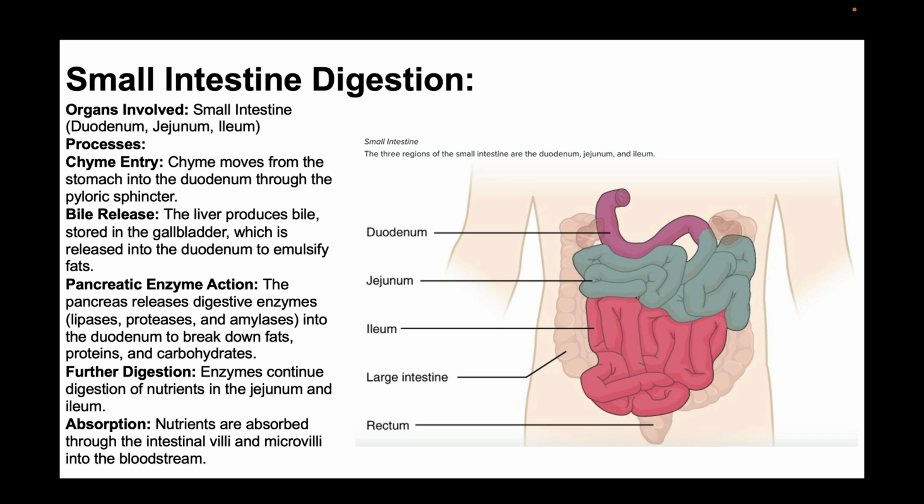Meanwhile, the pancreas dumps its digestive enzymes, lipases, proteases, and amylases, into the duodenum to tackle fats, proteins, and carbohydrates. The pancreas is the only organ that produces enzymes capable of breaking down all types of digestible foods. As the chyme moves through the jejunum and the ileum, these enzymes keep working to break down nutrients.